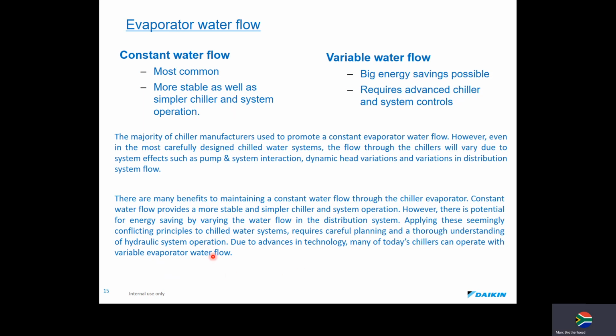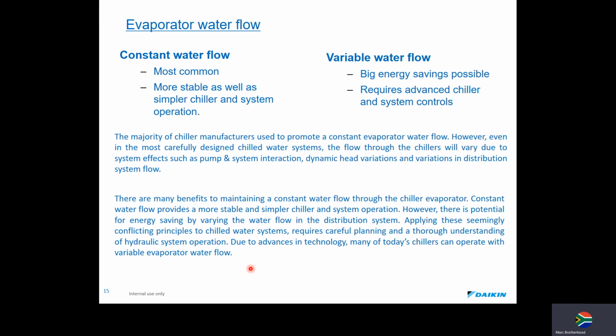However, there's potential for huge energy savings by varying the water flow in the distribution system. Applying these seemingly conflicting principles, and they are rather conflicting, to a chilled water system requires careful planning and a thorough understanding of hydraulic system operations. Due to advances in technology, many of today's chillers can operate with variable evaporator water flow.